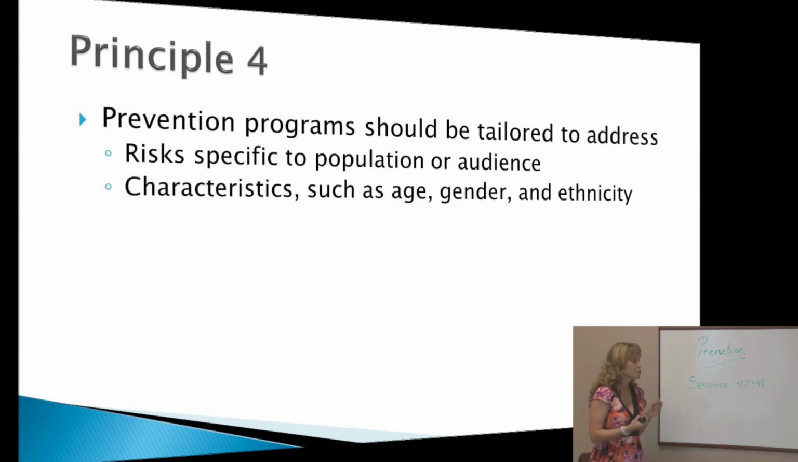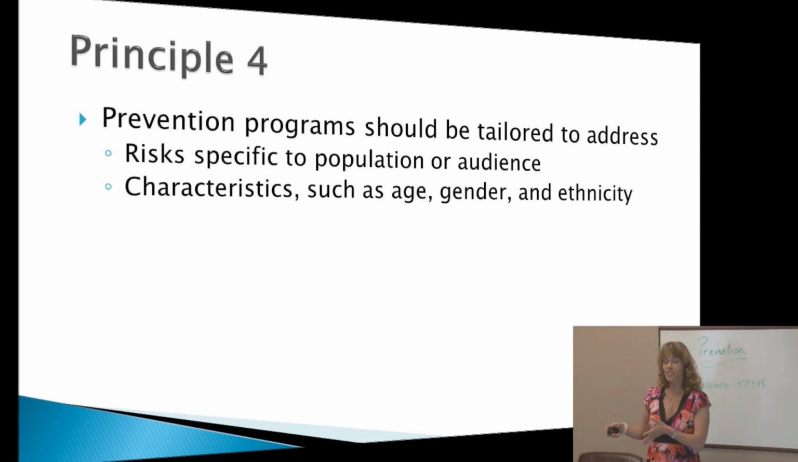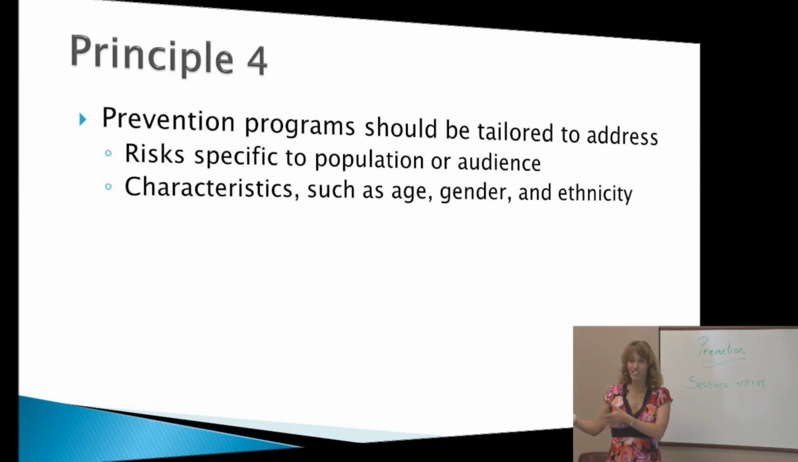Programs should be tailored to address risks specific to population or audience, including characteristics such as age, gender, and ethnicity. So what we would do for a prevention program for college students is going to be very different than what we would do for high school students or middle schoolers, or even to a certain extent adults, because each age group has their own interests, has their own risk factors, has their own barriers, obstacles, and assets.